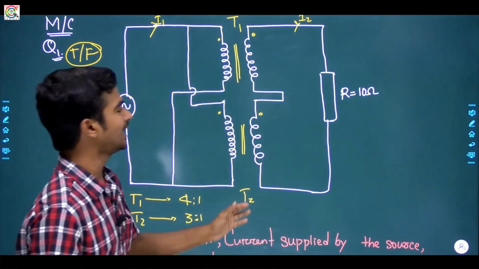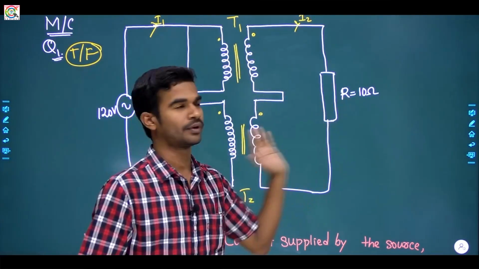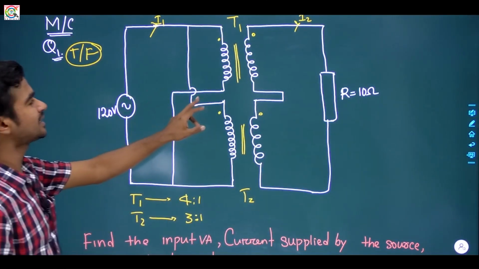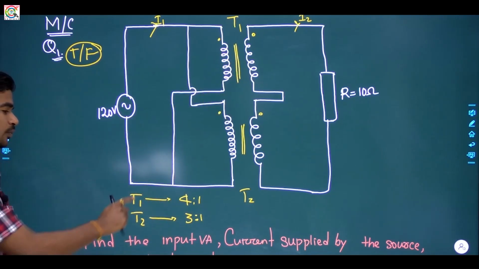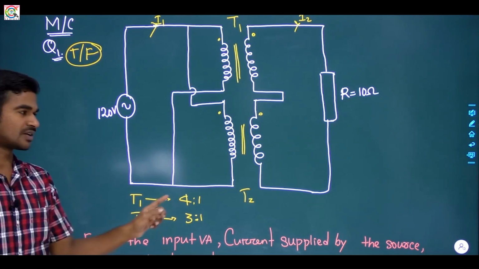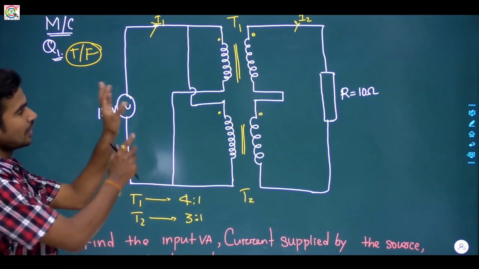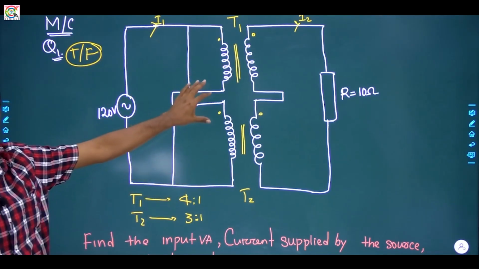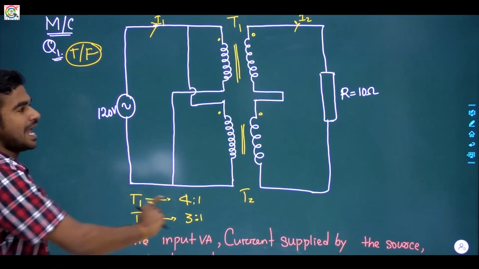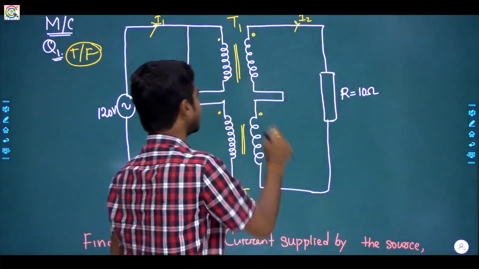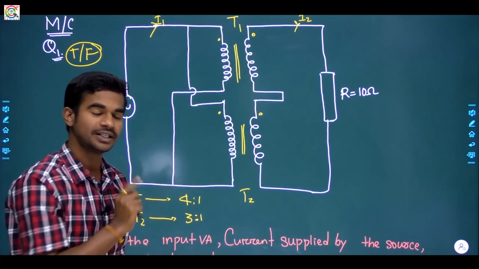Here a load is connected on the secondary side and the load resistance is 10 ohm. In this question, the turns ratio of the first transformer T1 is 4:1, and the turns ratio of transformer T2 is 3:1. This has been given to you. The two transformers connected in parallel are excited by a voltage source of 120 volt, and the load resistance is 10 ohm. The turns ratios are 4:1 and 3:1 respectively for T1 and T2.